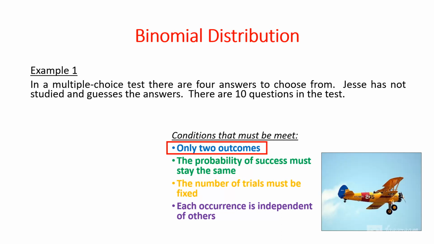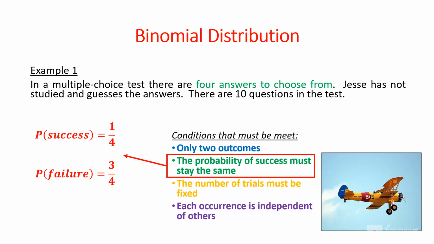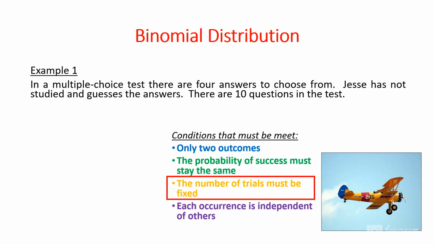All right, so let's come back to these conditions. There are only 2 outcomes. Well, that's true because we either get the question correct or we get it incorrect. The probability of success must stay the same. Now, because we have 4 answers for every question, and he's guessing and it's a random choice, the probability of success is 1 chance in 4, and therefore the probability of failure is 3 chances in 4, and that stays the same for all 10 questions. The number of trials must be fixed. Well, there are 10 questions, so n is 10. And each occurrence is independent of others. So we're going to assume that no question has a dependence or affects another question in any way.